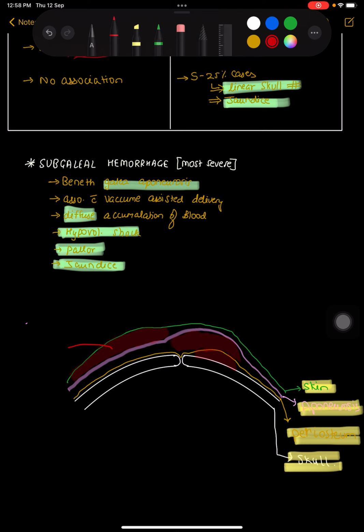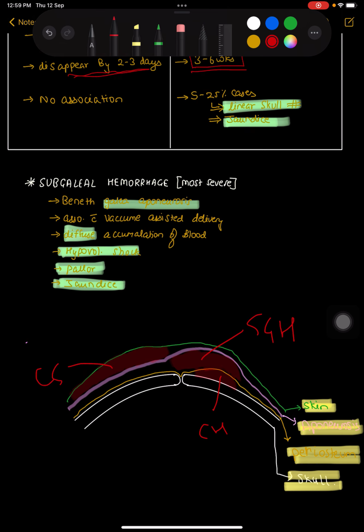Next is below the aponeurosis, then it is subgaleal hemorrhage, and the final one between the bone and the periosteum, that is cephalohematoma. This is cephalohematoma, this is subgaleal hemorrhage, and this is Caput succedaneum. Okay, that will be all for today. Thank you.